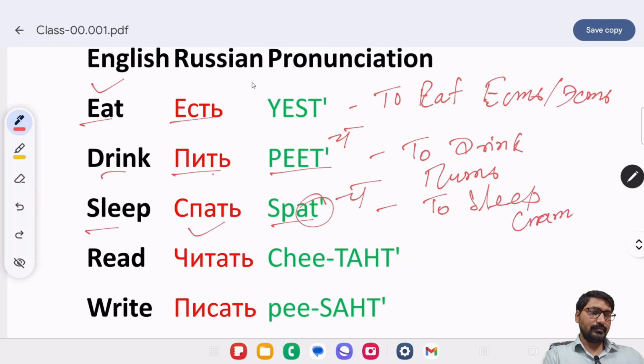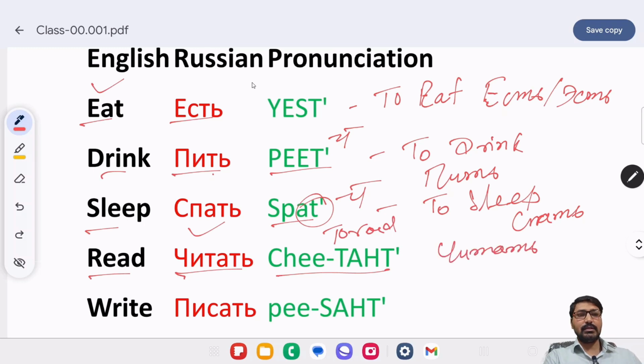Spat. Can you see read here? Read. You know already read. Padhna. Chitach. So what is that? Chitach. How to write? To read. Chitach. What is that? Another to write. Okay. So to write or write is pisach. Pisach.